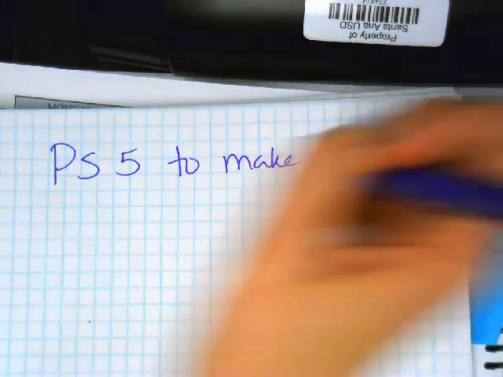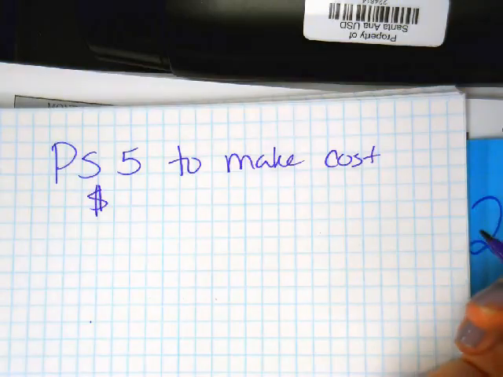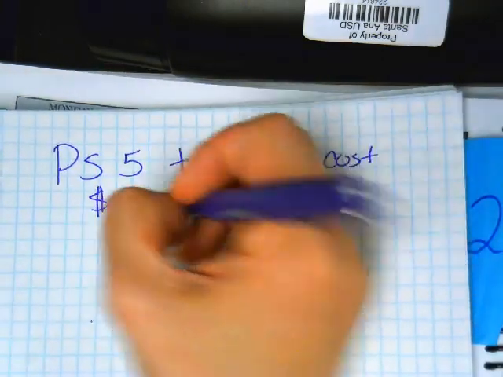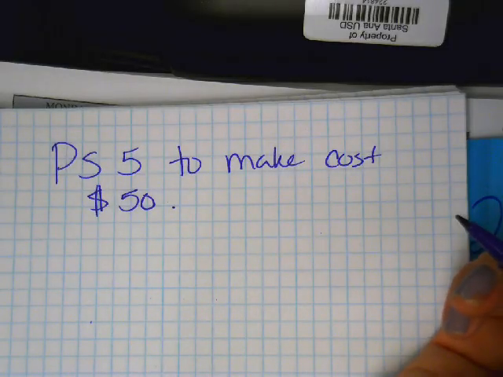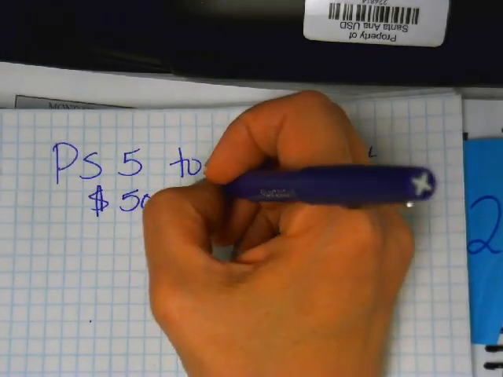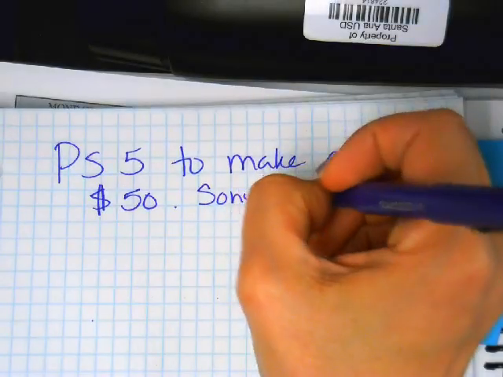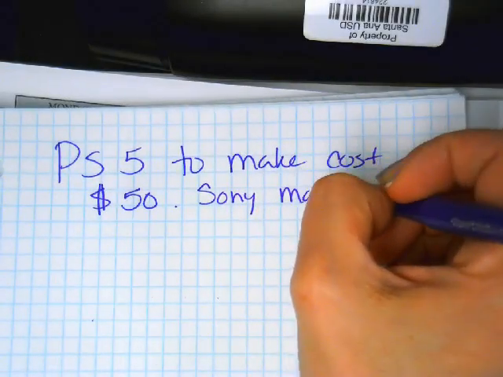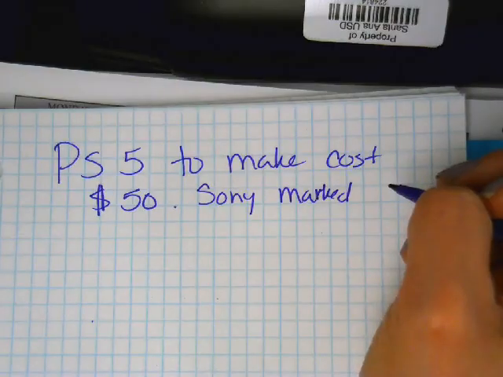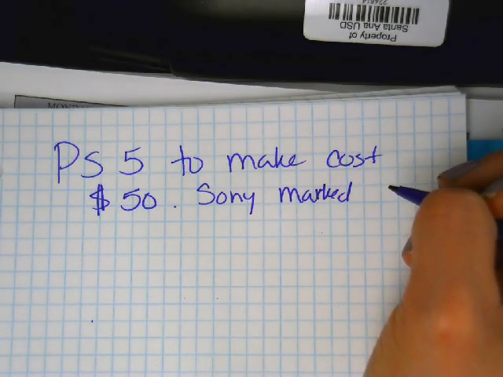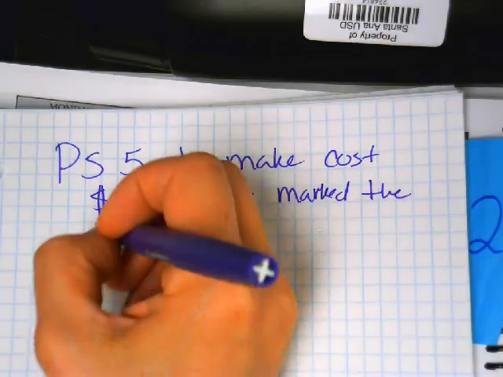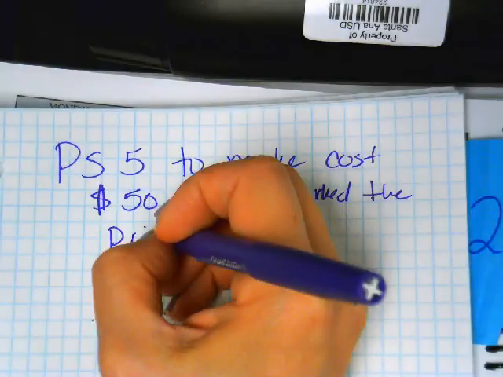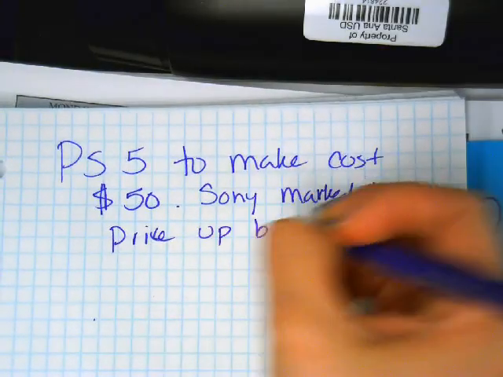Okay, so what does the PlayStation 5 cost to make? Who makes a PlayStation? Sony? Sony, Google says it costs them $450. $4.50 or $450? That's a lot of money. They need to figure out how to lower their cost. Marked the price up by what percent do you guys want to use?